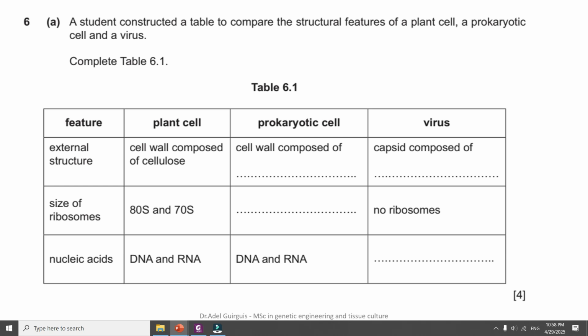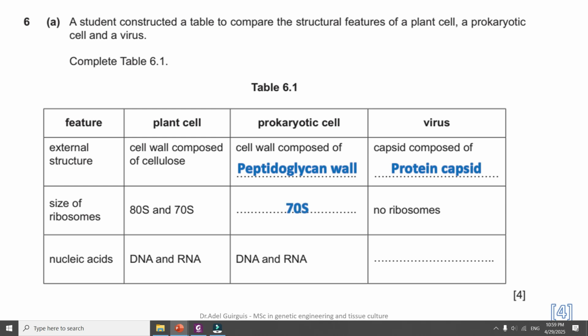For the first row, what about the external structure of a plant cell? Cell wall composed of cellulose. Prokaryotic cell is also surrounded by a cell wall but composed of murein or peptidoglycan. Virus has no cell wall, but it is surrounded by a protein coat, the capsid, composed of capsomers or protein.